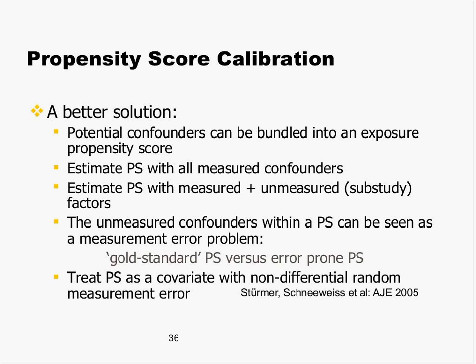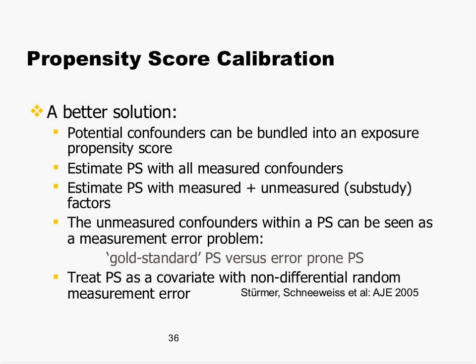So that gets to this what we call propensity score calibration. So the story is really how can we bundle a complex covariate vector into a single variable, and that triggered this idea because at the same time we were working on propensity scores, but that's exactly what a propensity score is doing, right? Potential confounders can be bundled into exposed propensity score into a single variable.